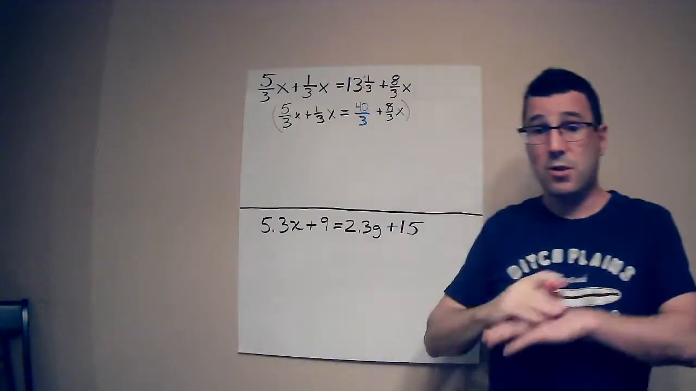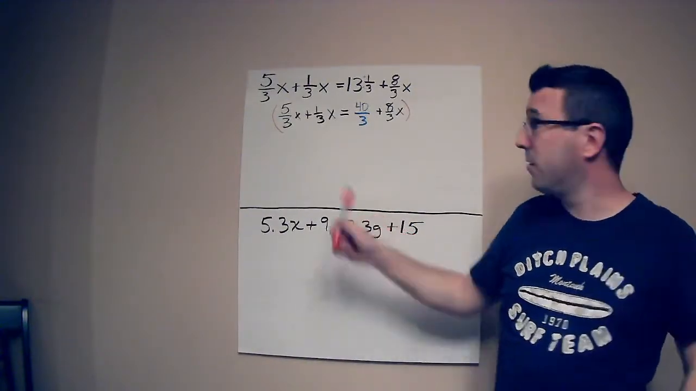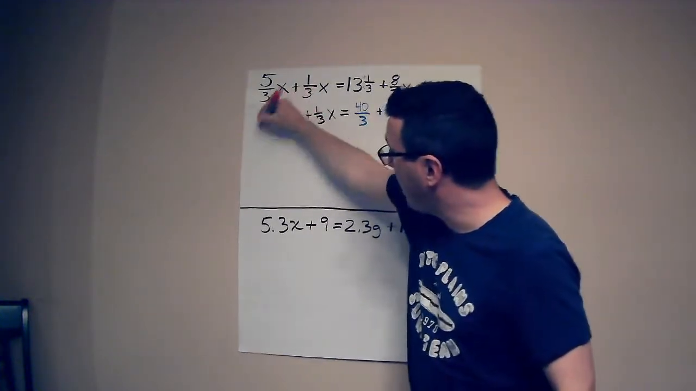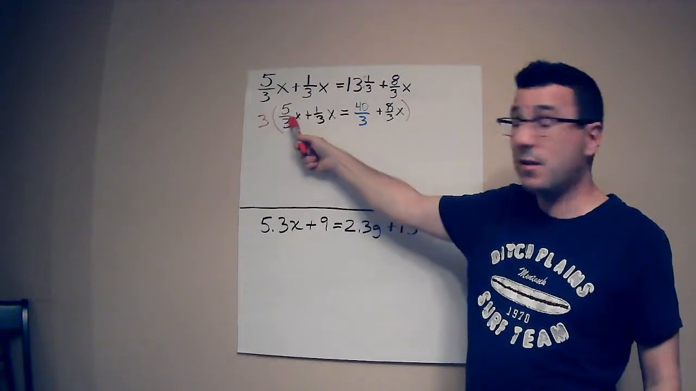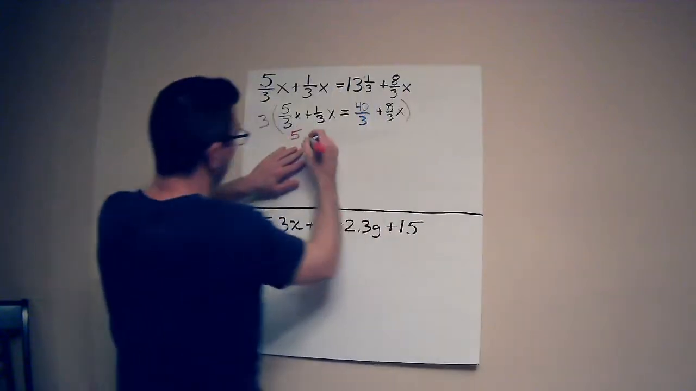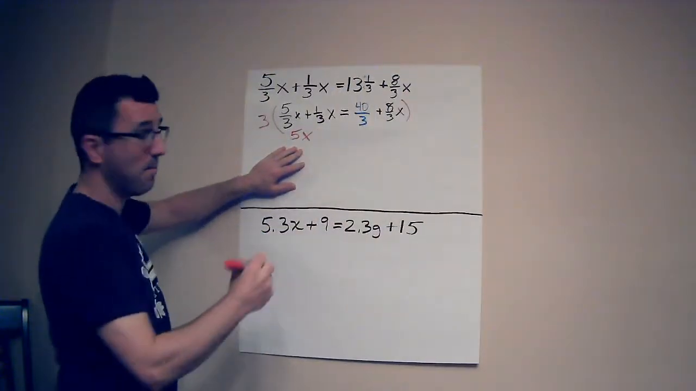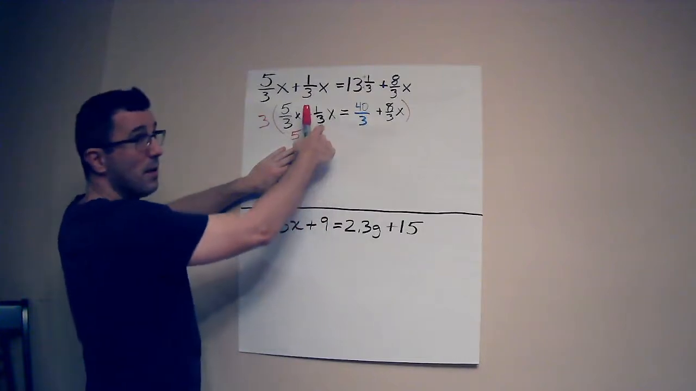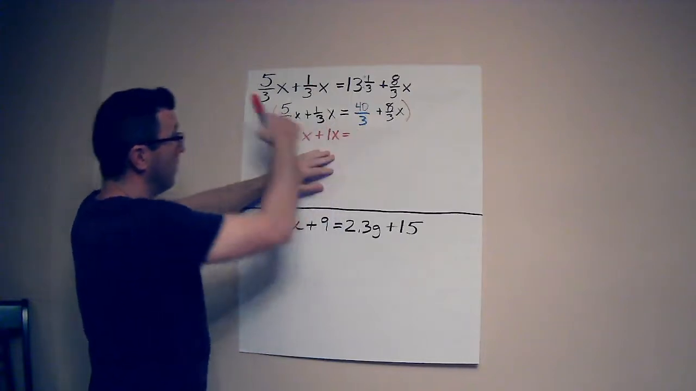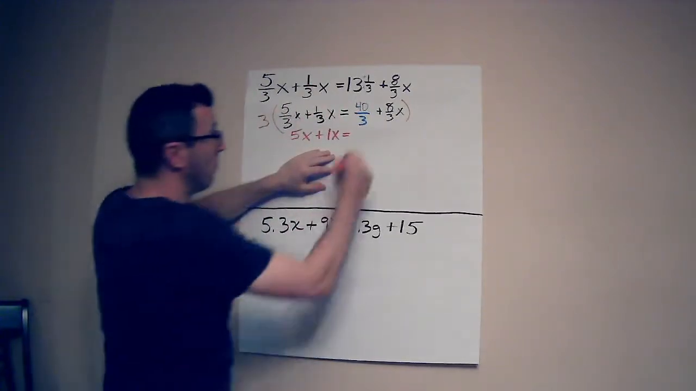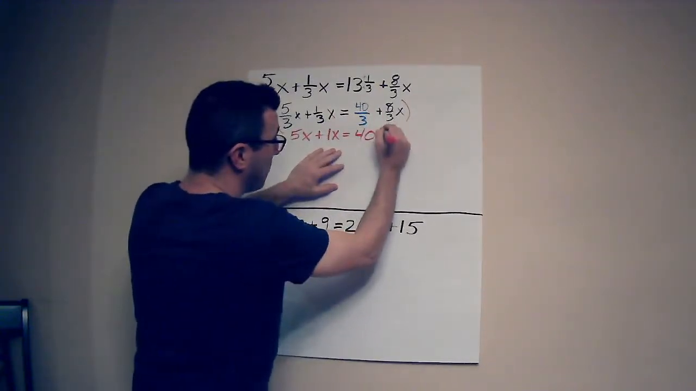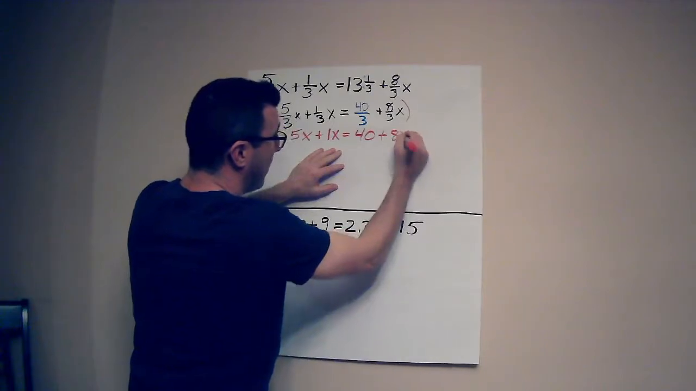And what that's going to do is get rid of all the denominators, and really I'm just going to wind up keeping the numerators. So I'm going to multiply everything by 3, and what's going to happen is this 3 disappears. I'm now left with 5x. This 3 disappears. I'm keeping the 1, so that's 1x. The 3 under the 40 disappears, so now I'm just left with 40. And the 3 under the 8 disappears, so I'm left with 8x.